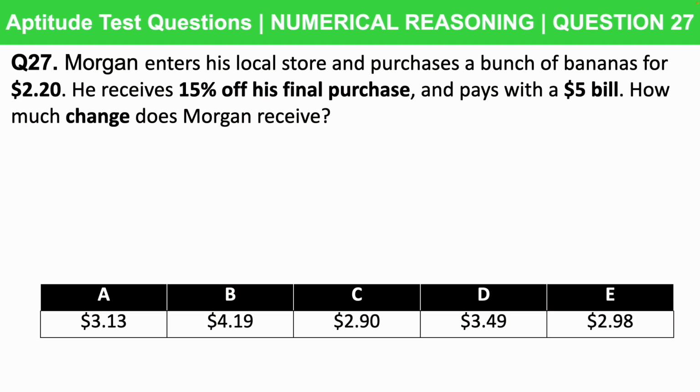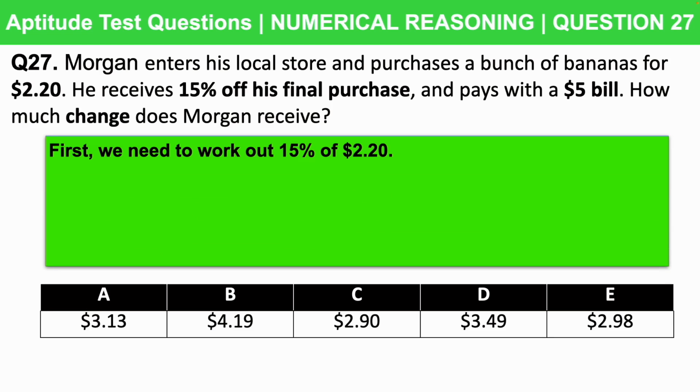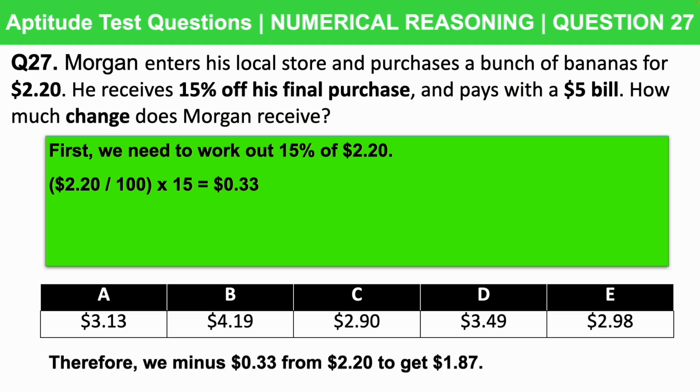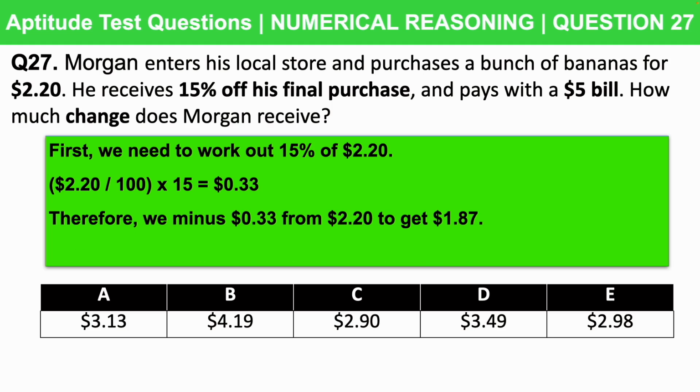$2.95? Well, this may be a simple arithmetic question type, but we're focusing on percentages here, and I know many people struggle with percentages. So to work this out, we first need to work out 15% of $2.20. Okay, and to do that, it's a very simple formula. All we need to do is take $2.20 and divide it by 100. We then take that answer and times it by 15 to get 33 cents.